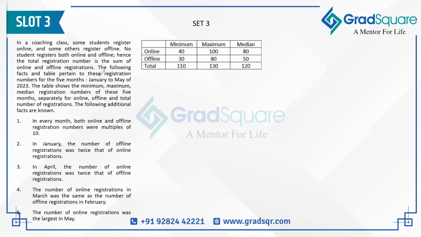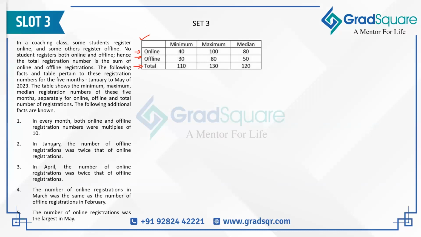The following facts and the tables pertaining to these registration numbers for the 5 months from January to May 2023 is given to you. The table shows the minimum. This table is what they're referring to. This table shows the minimum, maximum, and the median values for both online, offline products as well as the total as well. So minimum of the total is 110, maximum of the total value for any particular month is going to be 130, and the median value for all of these months put together in terms of the total will be 120. That's what the table is reflecting. Now, separately for online, offline, and the total number of registrations, the following additional facts are known.